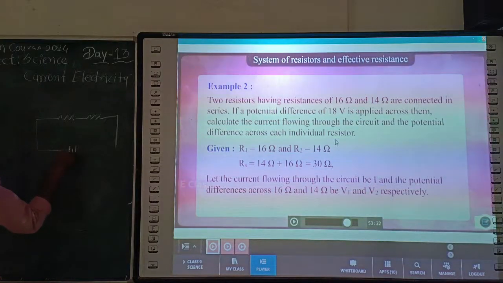सपोज वी हैव कनेक्टेड द 2 बैटरीज ऑफ 6 वोल्ट ईच. द टोटल पोटेंशियल डिफरेंस इज 18 वोल्ट. This one is R1 and this one is R2. अब जितना पोटेंशियल डिफरेंस अप्लाई किया उतना पोटेंशियल डिफरेंस यहाँ पे यूज हो रहा है, यहाँ पे यूज हो रहा है क्या? नहीं. इट डिपेंड्स अपॉन द रेजिस्टेंस.